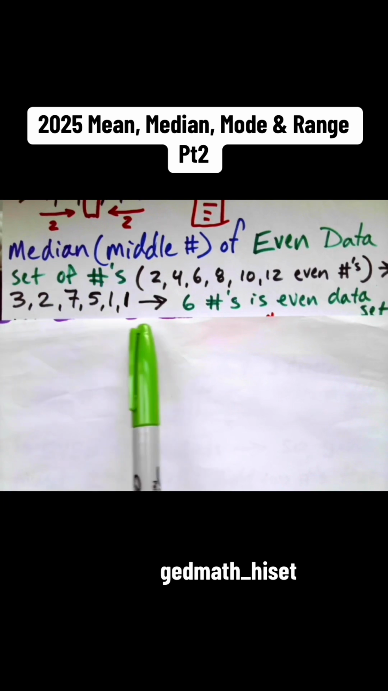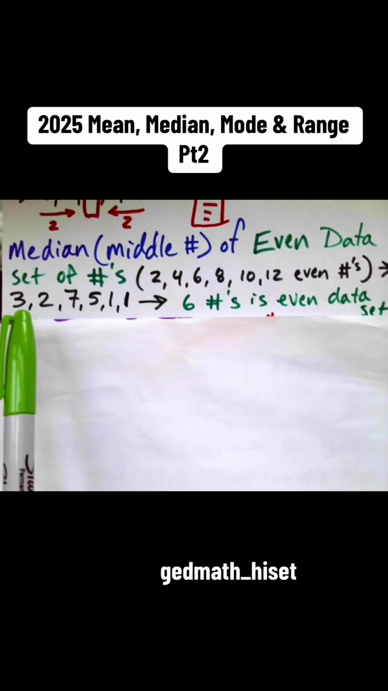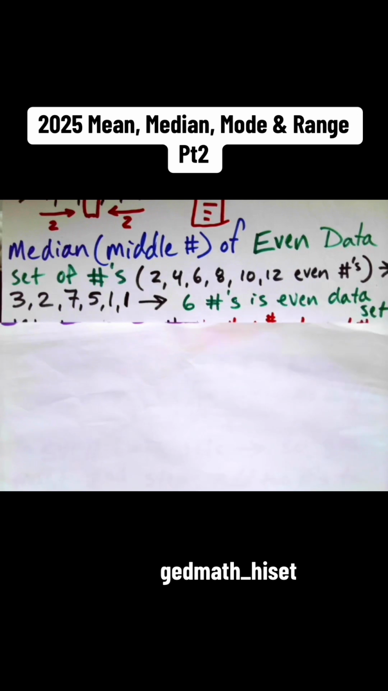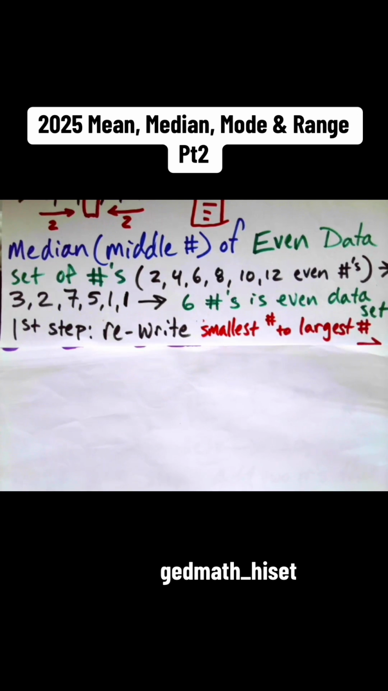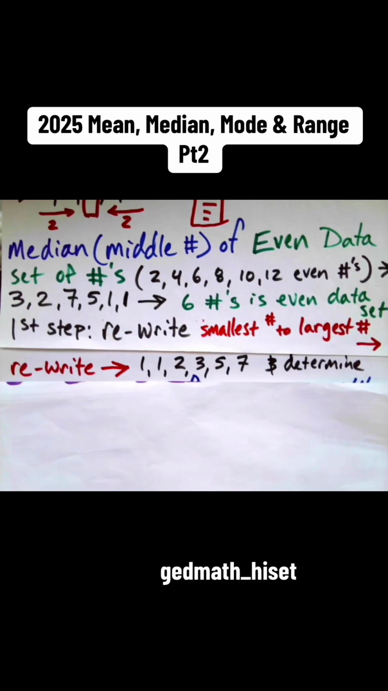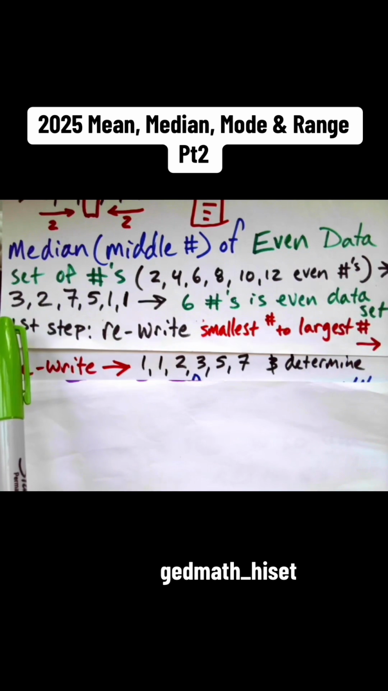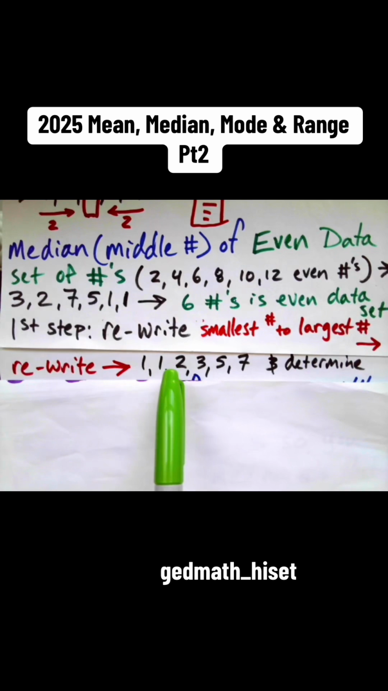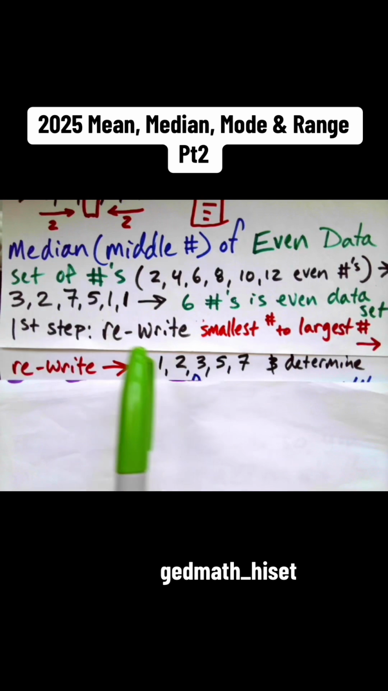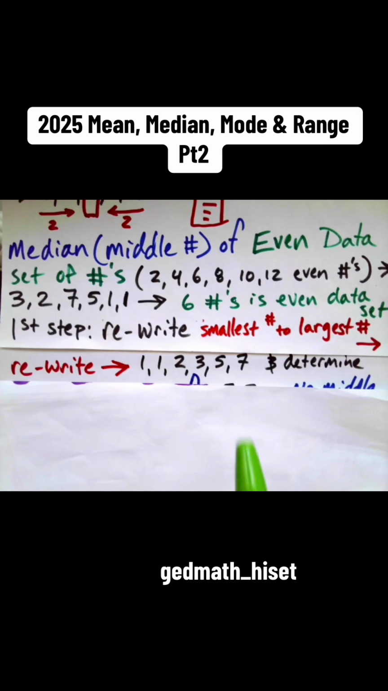What do you do when there's no middle number? Well, remember the very first thing you've got to do when you're finding a median is rewrite these data set numbers from smallest to largest. So that's what I'd like to show you now. First step, rewrite from the smallest to the largest number. And so we're going to rewrite those values as you see up here: 1, 1, 2, 3, 5, and 7, in that order from smallest to largest.